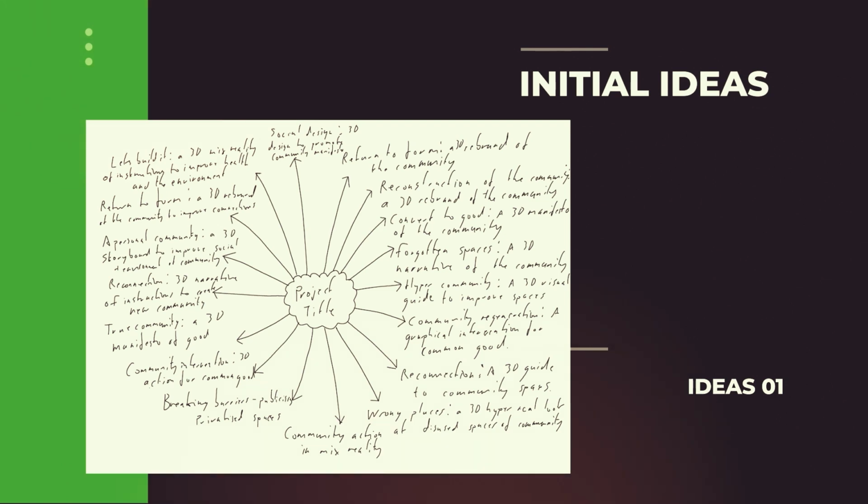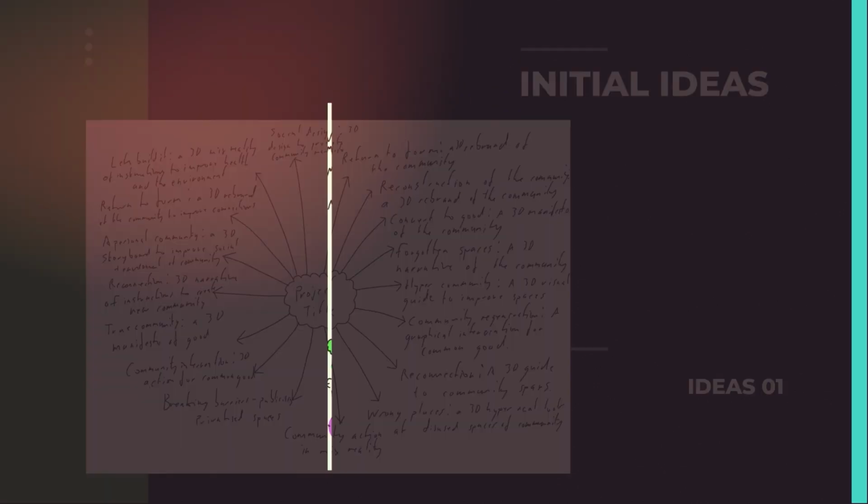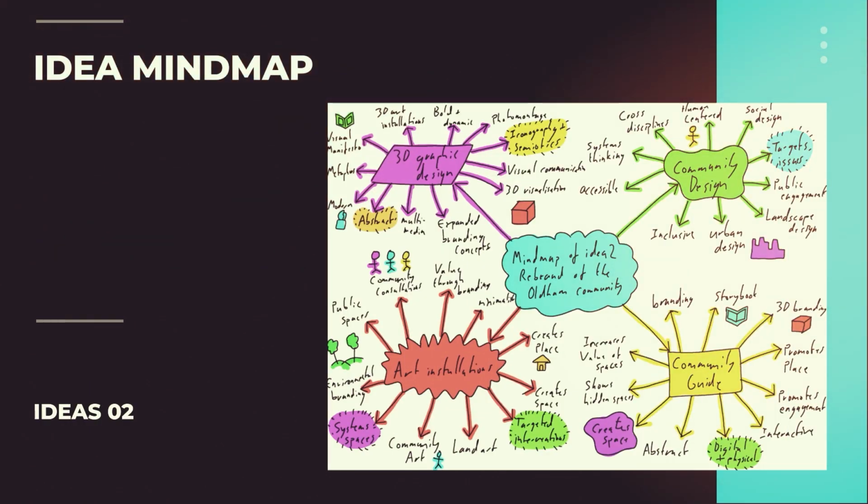Initial ideas. The main initial ideas included forgotten spaces, return to form, and breaking barriers. The selected idea was return to form, which provided more scope and depth for the project. The idea focused on rebranding Oldham to promote positive change and regeneration. The project will focus on community design through interventions.